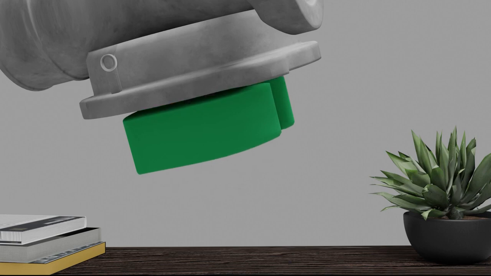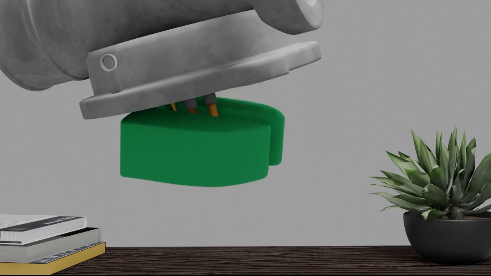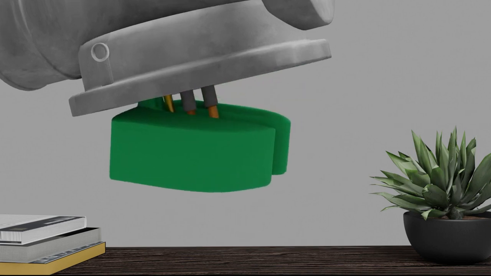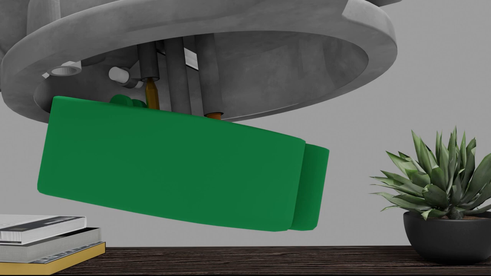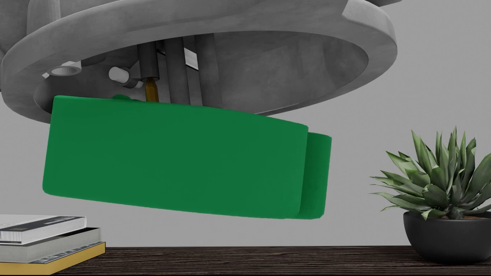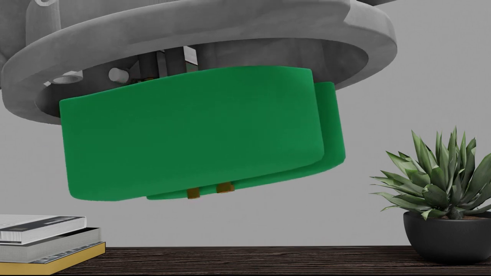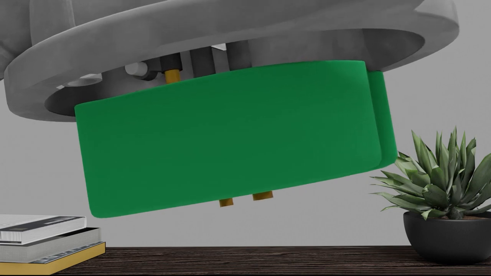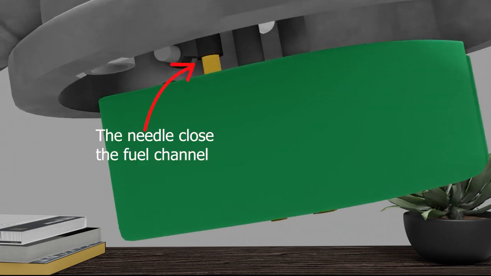When the fuel inside the bowl is empty, the buoy will pull down. It makes the needle pulled down too, so the fuel channel is opened. When the fuel is full, the buoy will move up. This movement will push the needle upward. When the needle is stuck in the top position, the fuel channel is closed and no more fuel flows into the bowl.